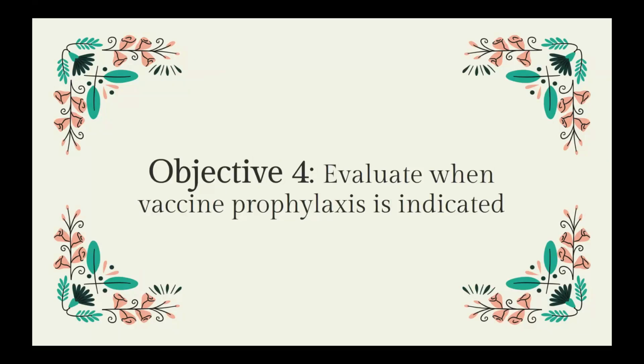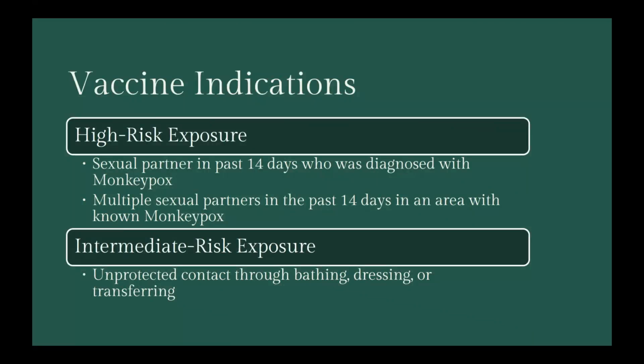So that leads to my last objective, which is to evaluate when vaccine prophylaxis is indicated. Vaccines are currently indicated for high risk and intermediate risk exposures. High risk exposure is specific to a patient who has had a sexual partner in the past 14 days who has been diagnosed with monkeypox, or multiple sexual partners in the past 14 days in an area with known monkeypox. Intermediate risk exposure is for anyone who has had unprotected contact through bathing, dressing, or transferring. Other exposures outside of this may not be indicated for a vaccine.